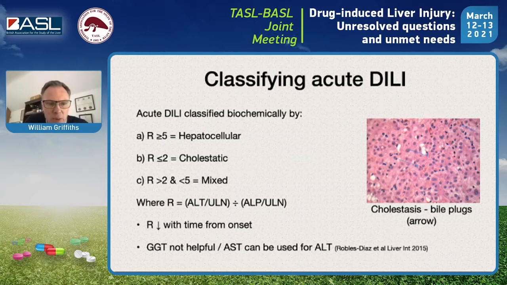This R value does tend to decline with time from onset. As you can imagine, the ALT will be falling and you may get more of a cholestatic picture. There was some helpful work by the Spanish group showing that gamma-GT is not a helpful enzyme in this classification, but that AST can be used interchangeably with ALT.